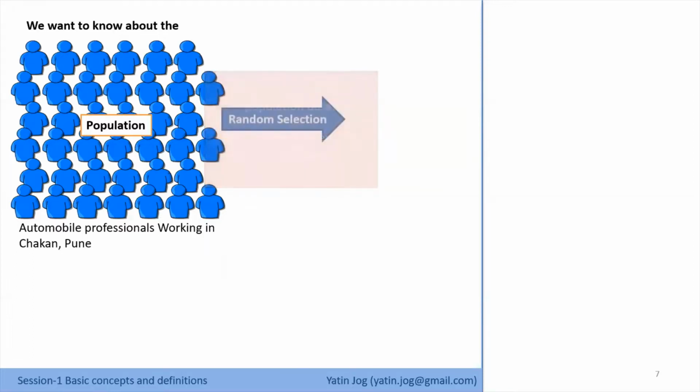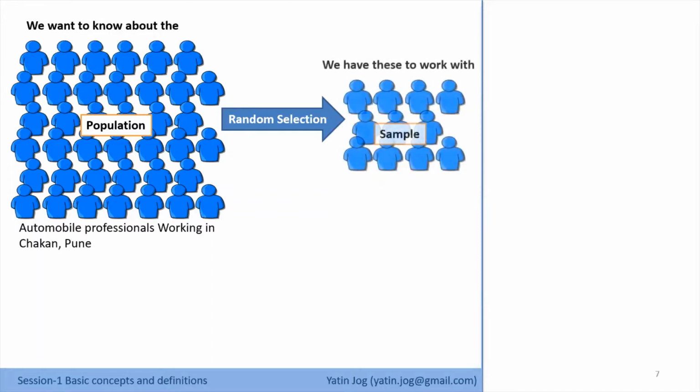So what we do is we do some random selection using some sampling method, some tools, some logic. We'll select a few from the population. I call them a sample, which is a representative of population. Now, when I say representative, there are multiple meanings to this line, like representative of population.